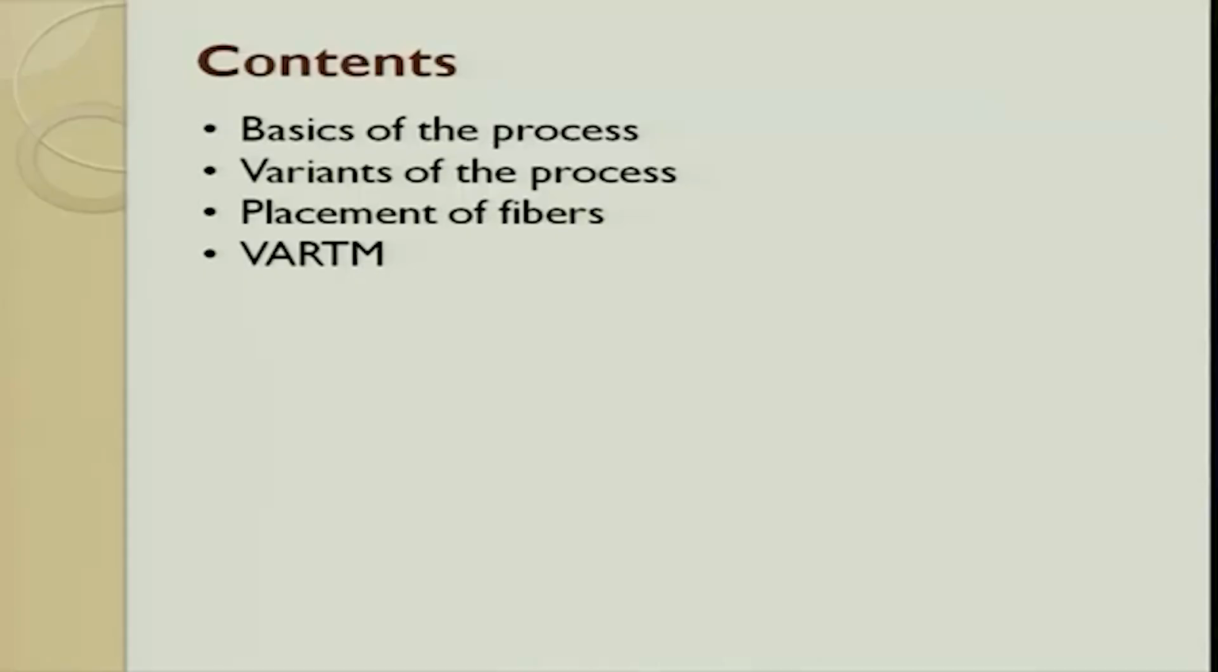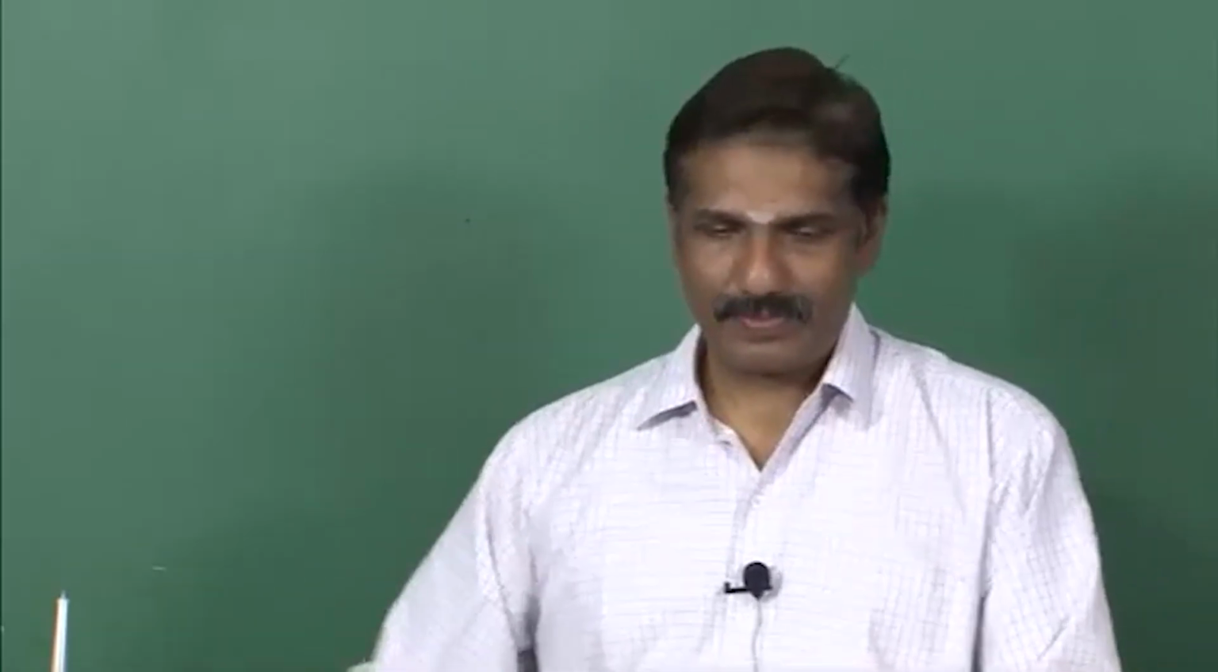So let us get into the process. What is the content we cover today? Basics or introduction to the process. There are a lot of variants. In manufacturing you should understand that there is a process which we develop and then add a lot of attachments to it, and we call these variant processes. Variant processes are coming into existence today because wherever there is a manufacturing challenge, these variants help in getting a good sound product. Next is placement of fiber, and the last one is vacuum assisted resin transfer molding.